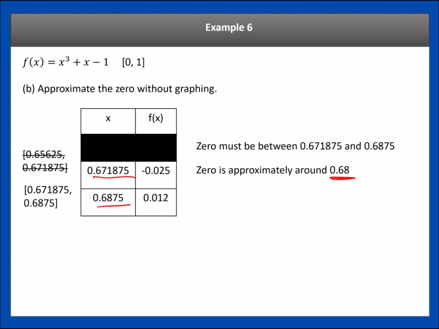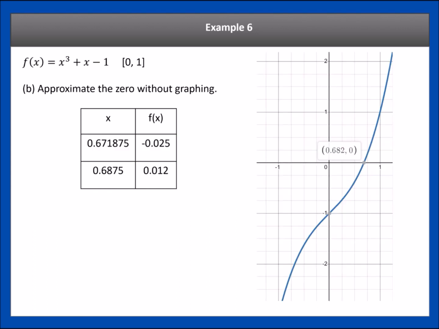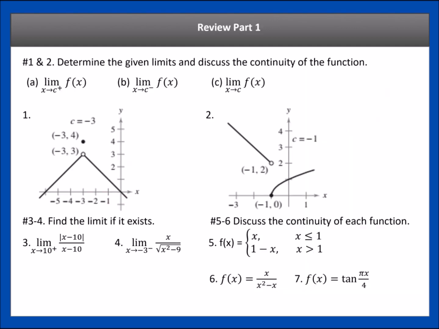So this is the graph. This is how the graph looks, and notice that this is the 0 right here. This is where it crosses the x-axis, and notice that the value of c, which is the 0, is 0.682. That's really close to what we just said. All right, so that is it for the lesson.